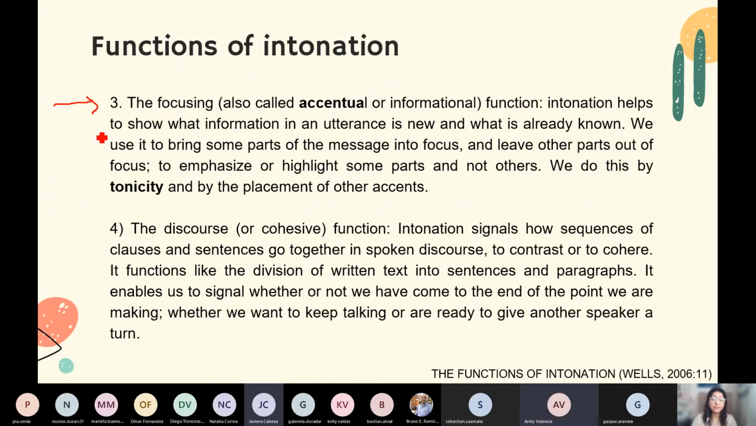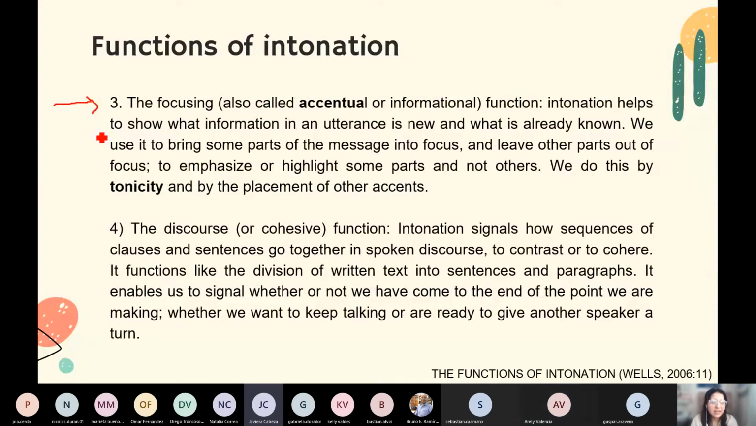Which one? Utterance? Yes. An utterance is just like a sentence. It is new and what is already known. We use it to bring some parts of the message into focus and leave other parts out of focus, to emphasize or highlight some parts and not others. We do this by tonicity and by the placement of other accents. Thank you very much, Areli.